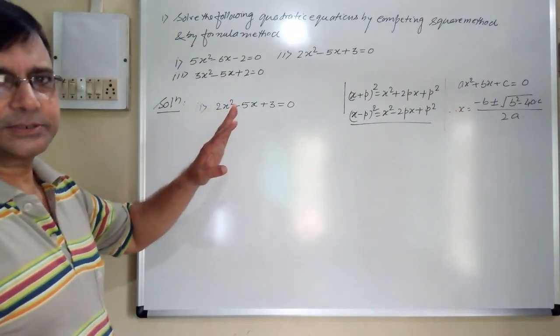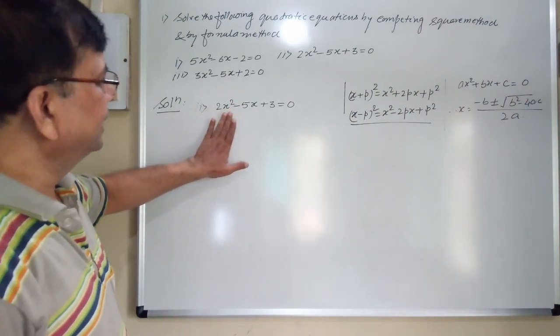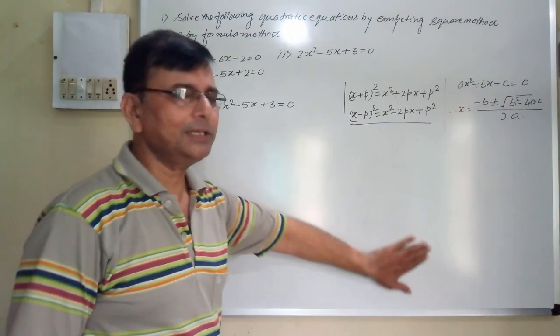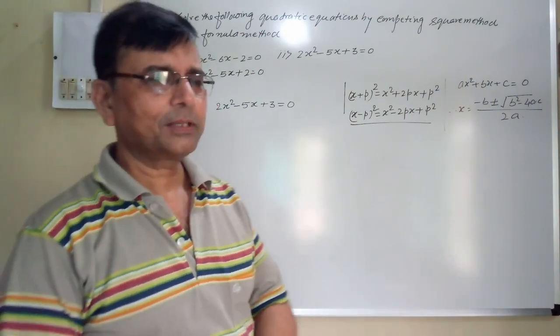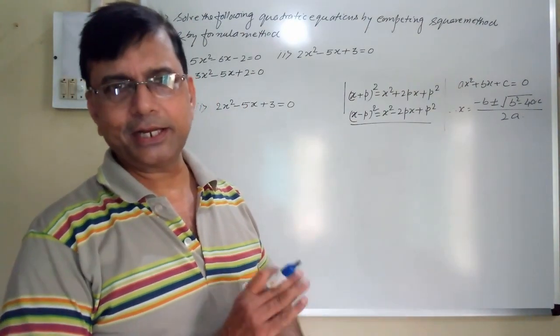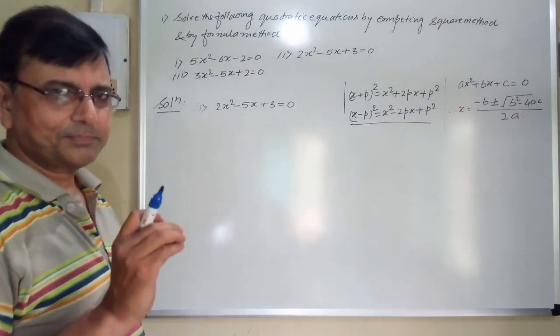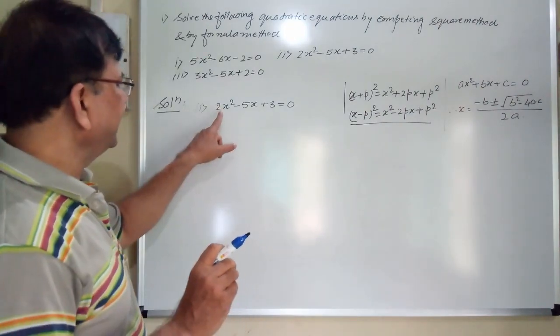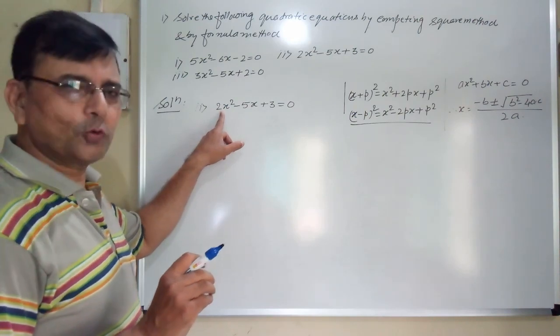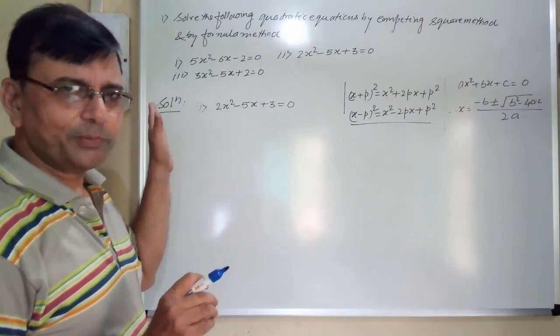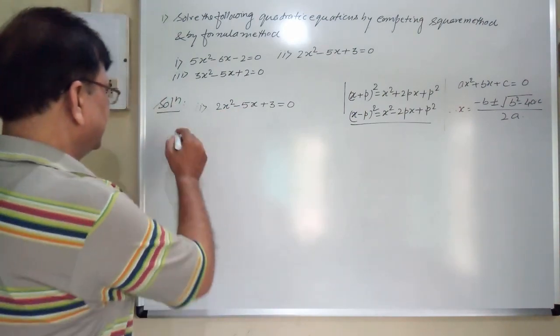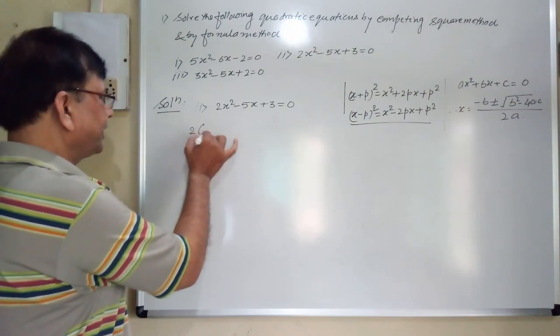By both the methods, we will solve this question. Since the first problem we have done, a similar method we will adopt. First step, what did we do? I had taken 2 common. The coefficient of x square is required to be taken out. Therefore 2 common we have taken.